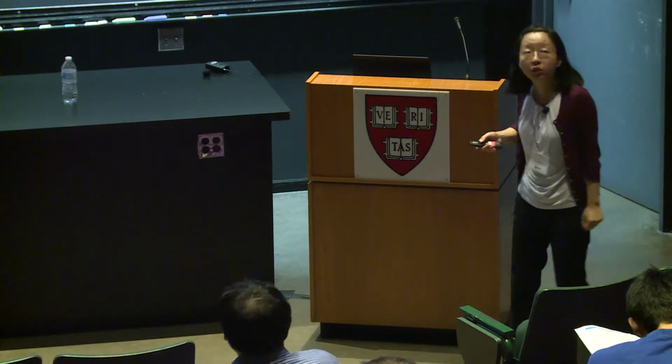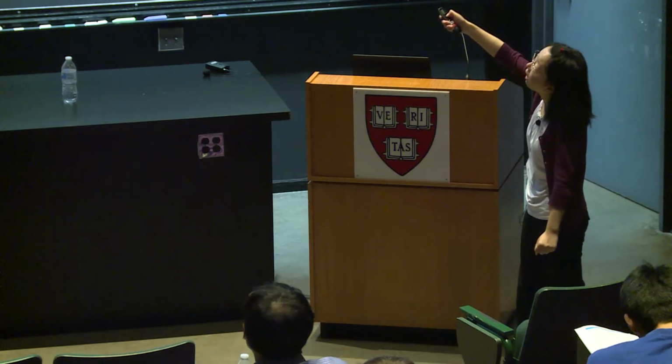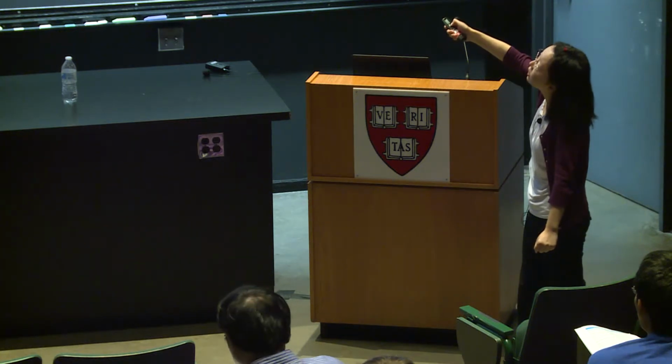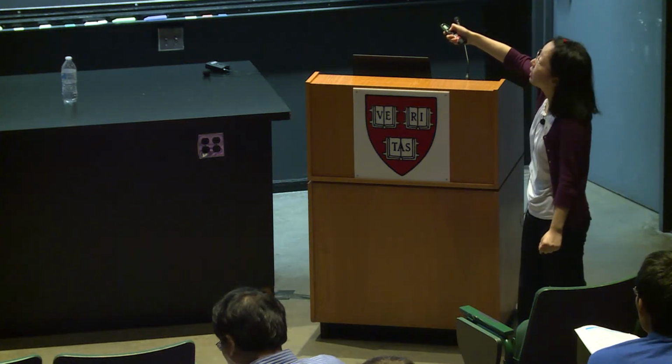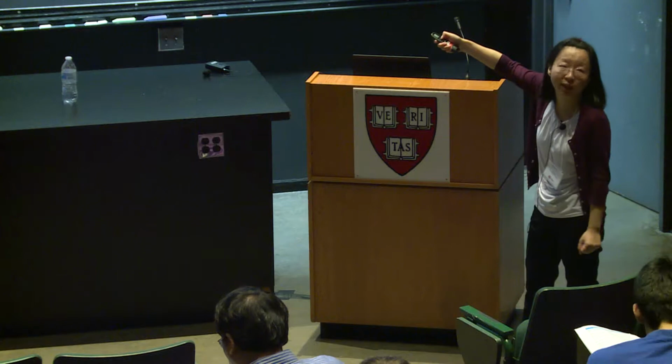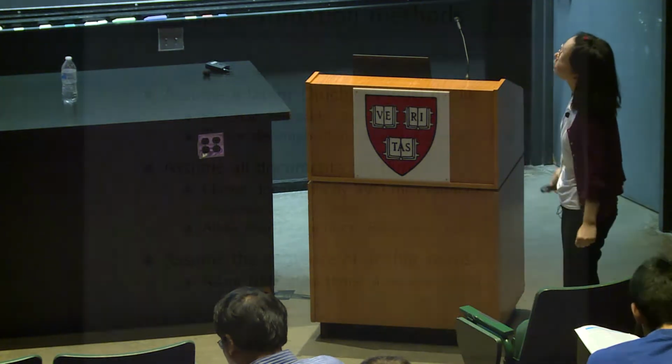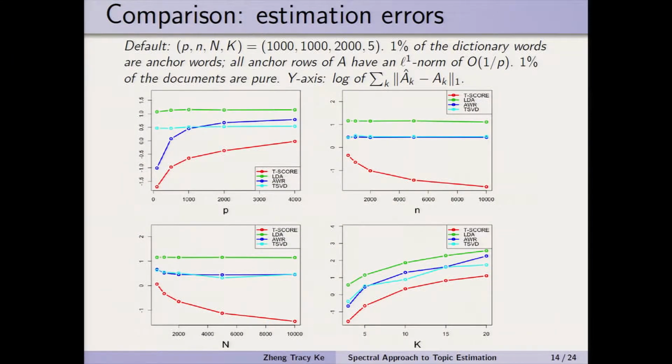In our simulations, we will compare latent Dirichlet allocation, this method called TSVD, and this method called anchor word recovery, or AWR for short. In our simulation settings, we measure the performance of the method using the so-called L1 estimation error. And we take the log just for display purposes.